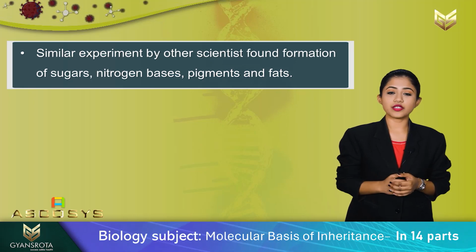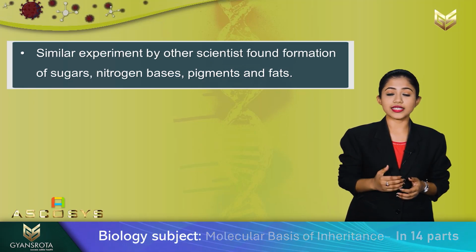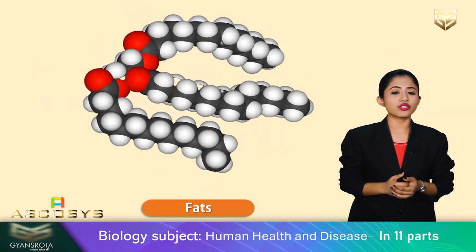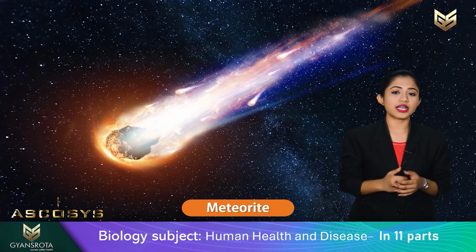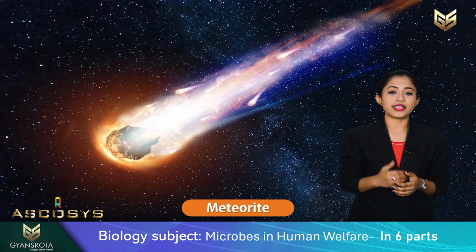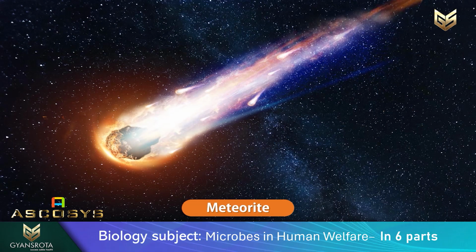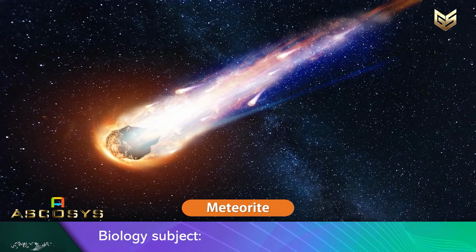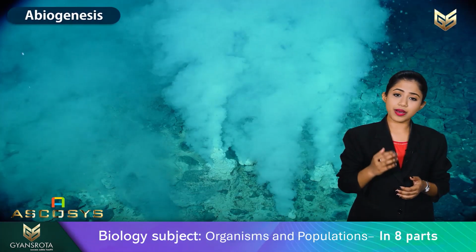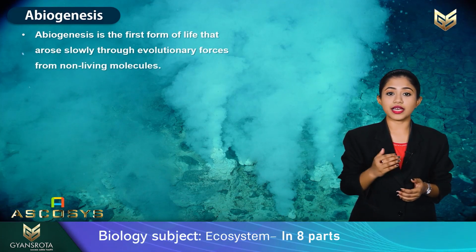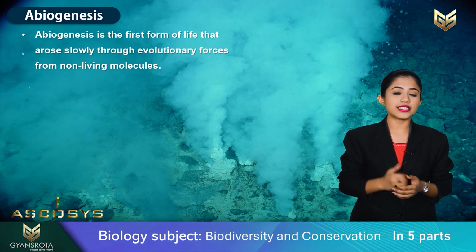Similar kinds of experiments were done by some other scientists to analyze components like sugars, nitrogen bases, pigments and fats. And analysis of meteorite content also reveals similar compounds, which shows that similar processes are occurring elsewhere in space. This experimental evidence about the origin of life is called the chemical evolution of life. And next, what do you mean by abiogenesis? Abiogenesis is the idea that the first form of life arose slowly through evolutionary forces from non-living molecules.